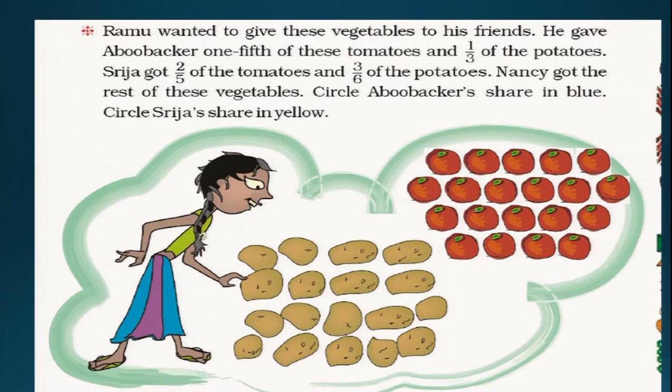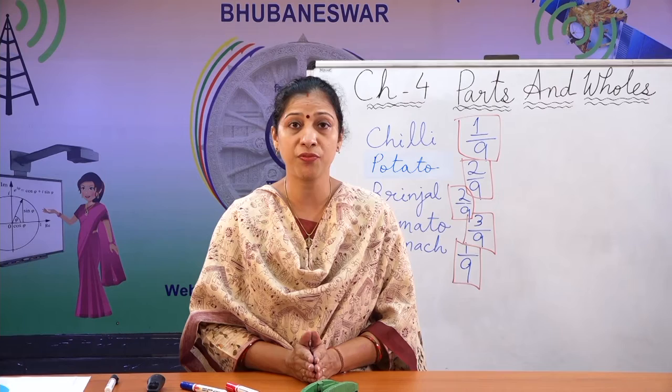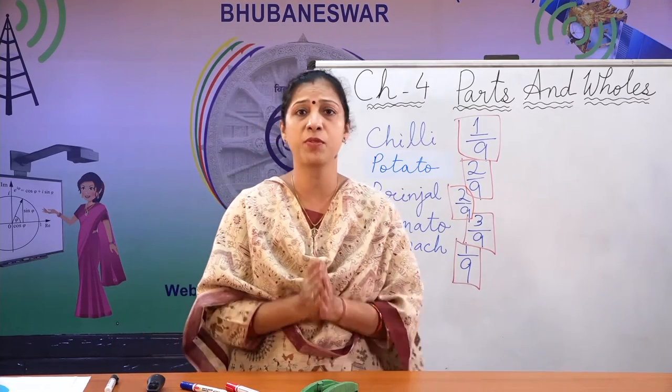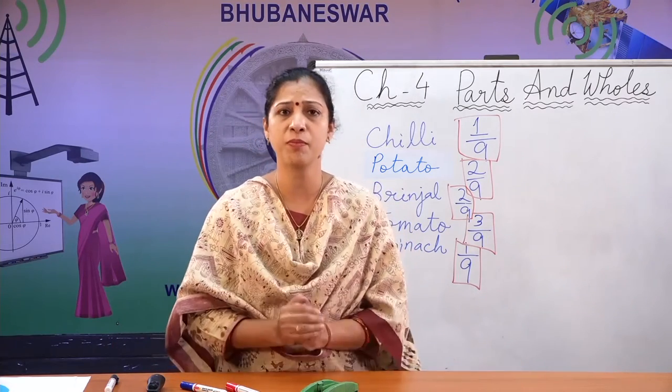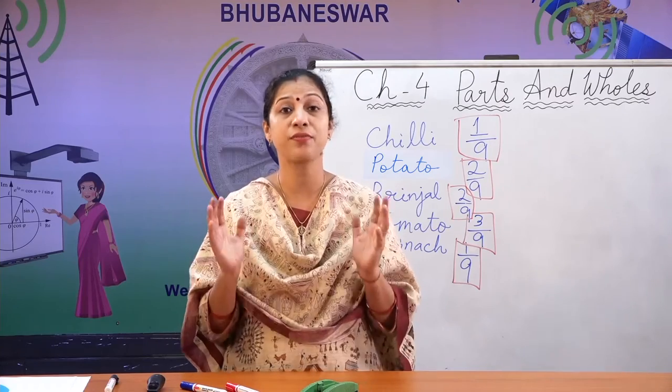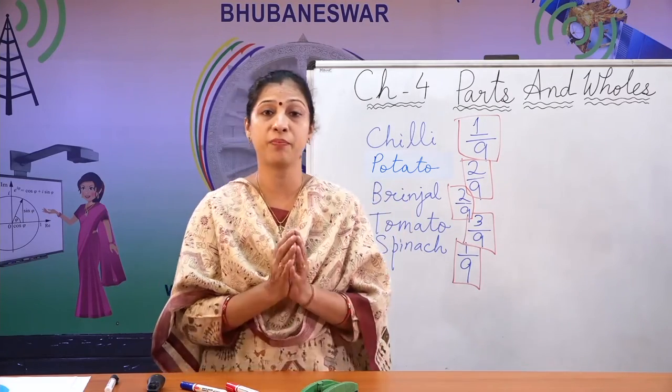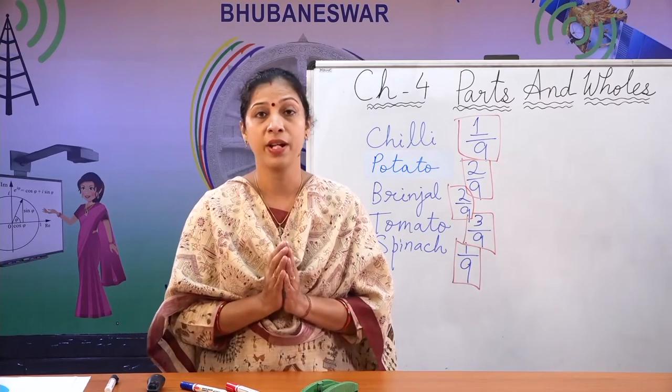So he gave Abu Bakar 1/5 of the tomatoes and 1/3 of the potatoes. And Shriza got 2/5 of the tomatoes and 3/6 of the potatoes. Nancy got the rest of the vegetables. Now, first we have to find out how many tomatoes and how many potatoes Abu Bakar got. We have to first find out the number for the whole number of potatoes and whole number of tomatoes.